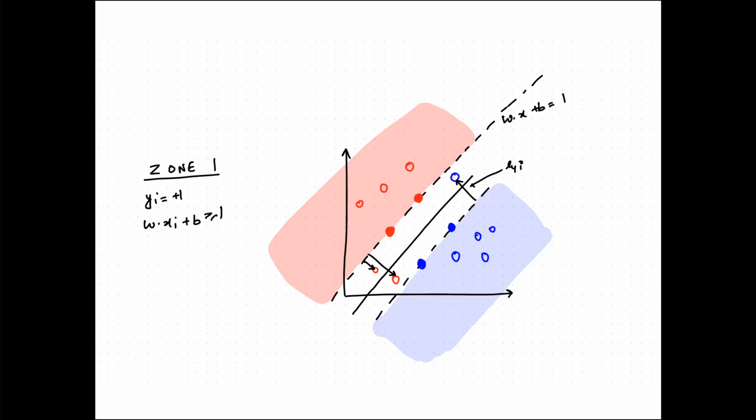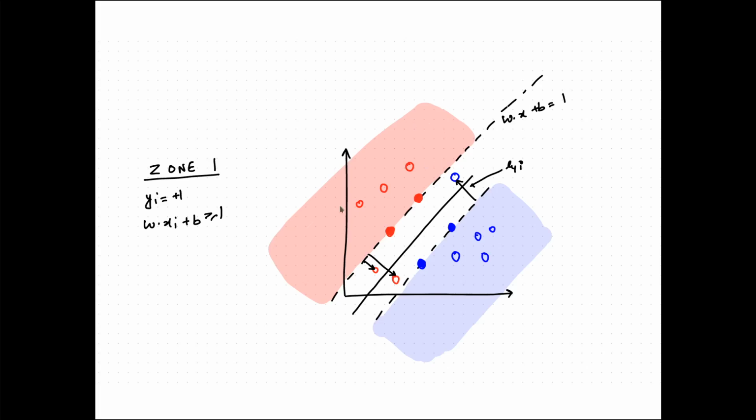Now we look at the different kinds of zones in which points could belong, and I'll be illustrating these zones with the help of the +1, or the red class, but the same things hold for the -1 class as well. So the first zone is this particular highlighted zone. The points in this zone are correctly classified, right? You have yi equal to +1 for all of these points, and w dot xi plus b is also greater than or equal to 1. Since this particular hyperplane is wx plus b equal to 1, anything on this side is greater than or equal to 1, right?